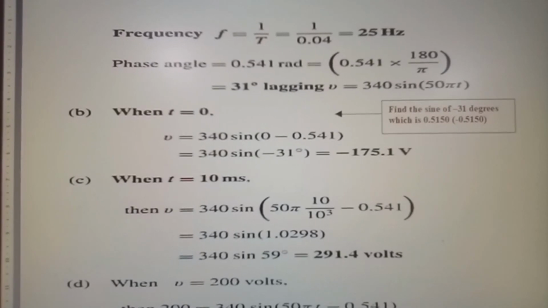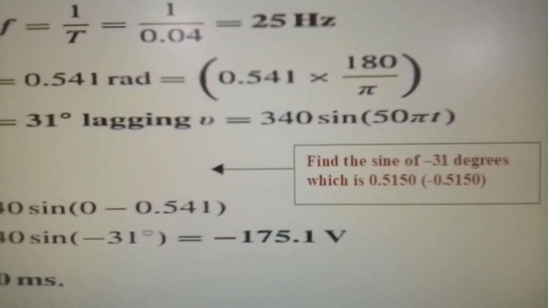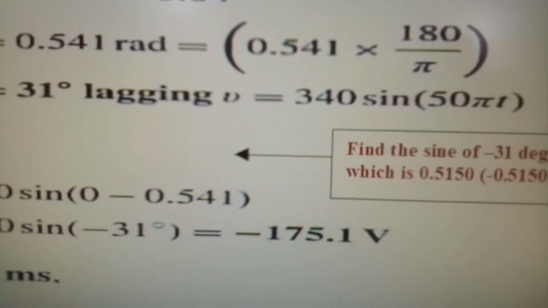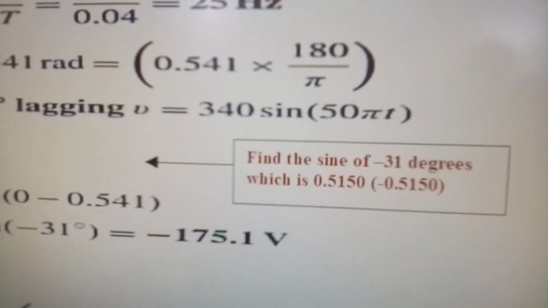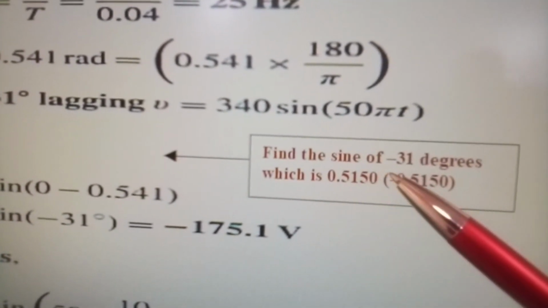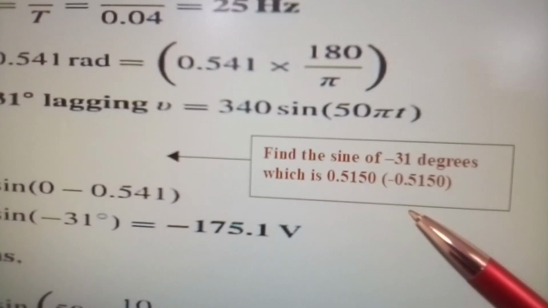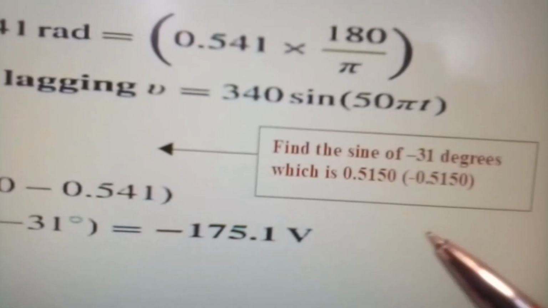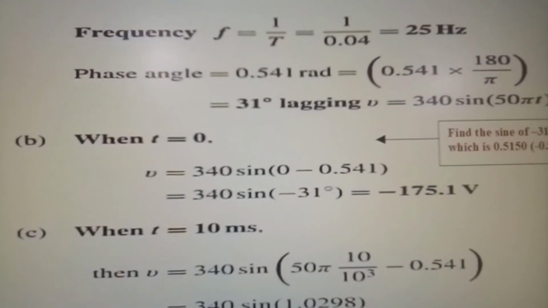Here I'm simply telling you, let me bring this in so you can see what this is saying. This is simply telling you to find the sine of minus 31 degrees, which is 0.5150. That's all I'm trying to indicate to you here.